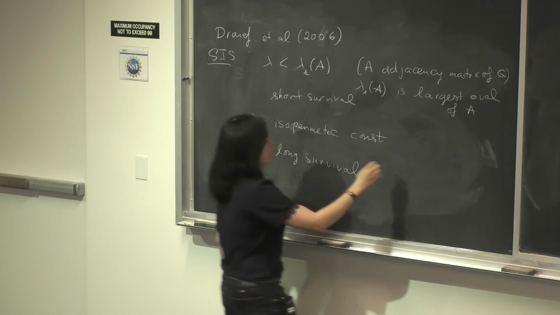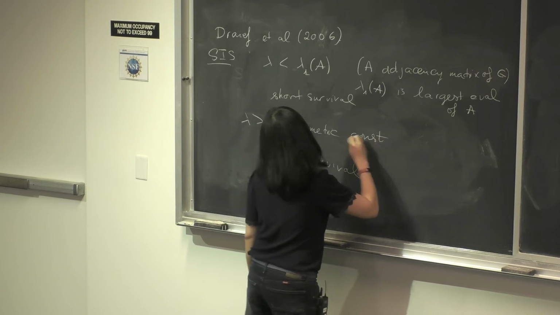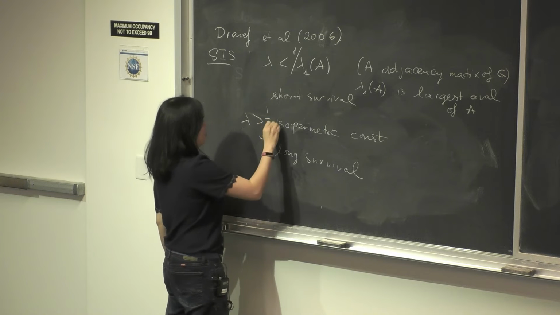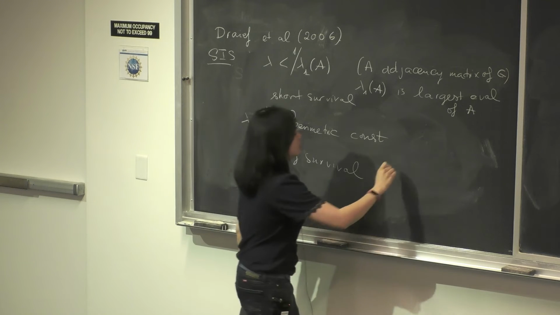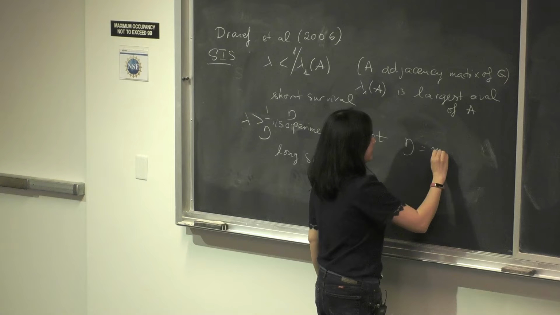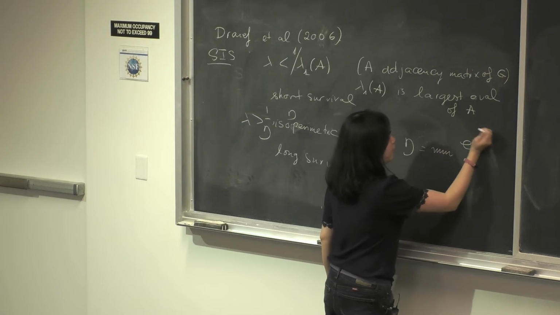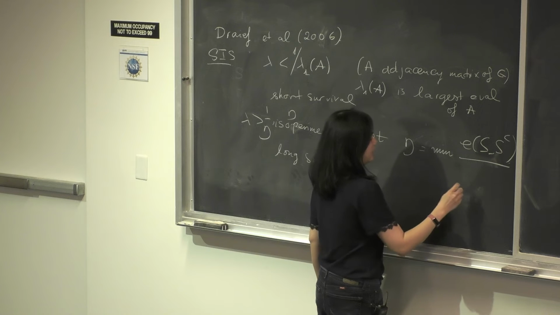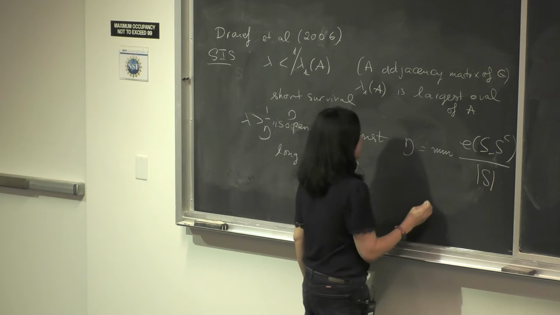And this isoperimetric constant, I'm sorry, this 1 over eta, where eta is the isoperimetric constant, is defined by the minimum number of edges between a subgraph and the complement over the size of the subgraph.